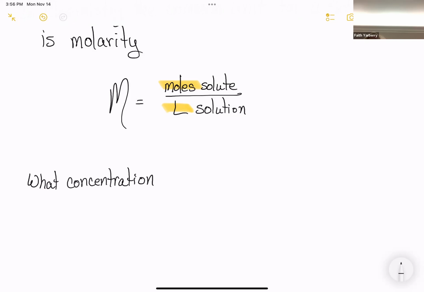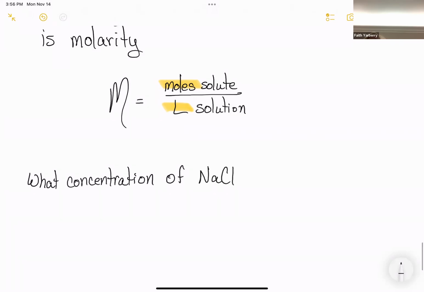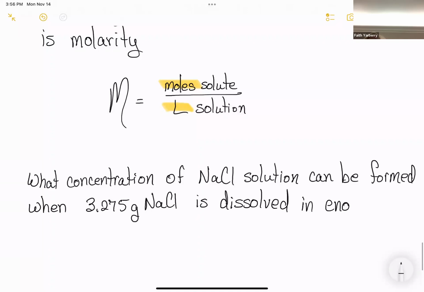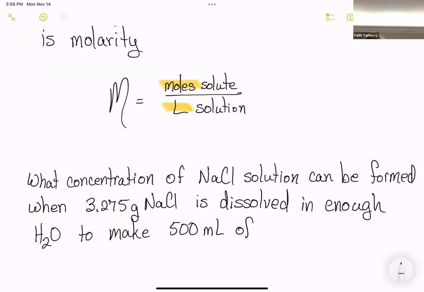What concentration of NaCl solution can be formed when 3.275 grams of sodium chloride is dissolved in enough water to make 500 milliliters of solution.